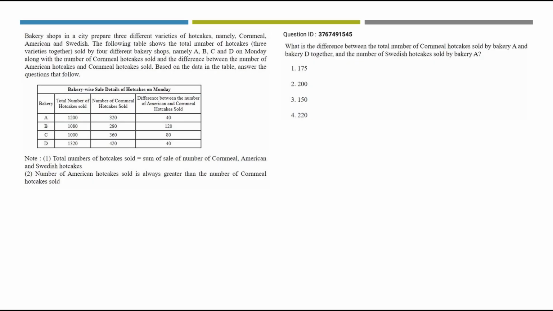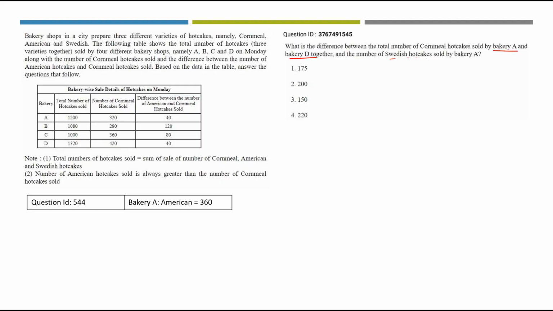Next question. What is the difference between the total number of cornmeal hotcakes sold by bakery A and bakery D together and the number of Swedish hotcakes sold by bakery A? Based on the previous question, we have already computed the value for American variety. So here they are asking about Swedish hotcakes sold by bakery A. So we have bakery A's cornmeal count and American count now. Just based on the total number and these two counts, we will be able to find the Swedish detail.